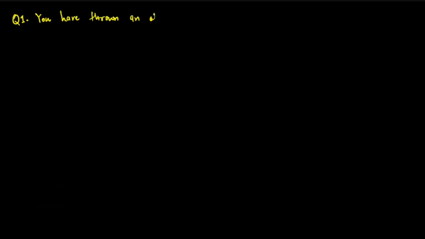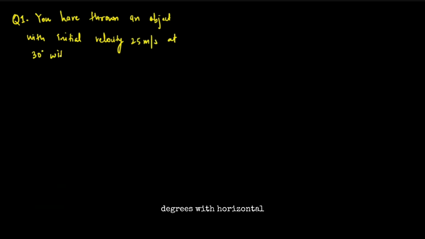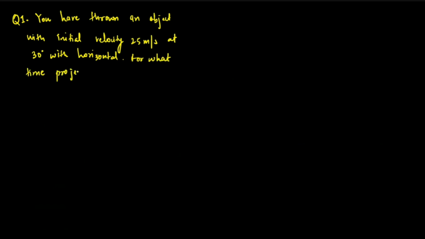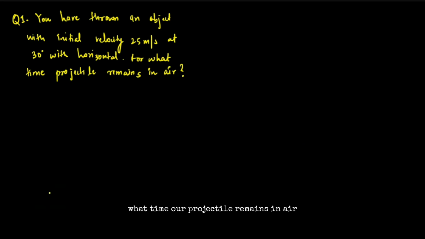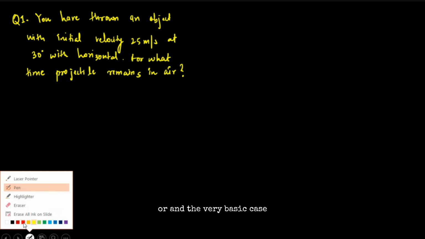The problem says, suppose you have thrown an object with initial velocity 25 meters per second at 30 degrees with the horizontal. The first question the examiner can ask: for what time does the projectile remain in air? For what time does our projectile remain in air? That is the first and the very basic case.